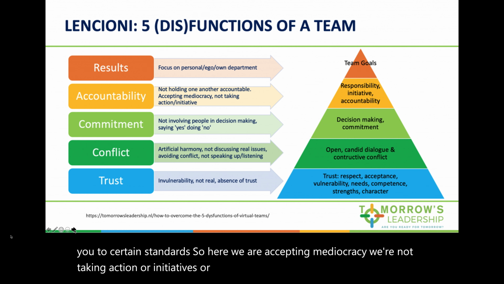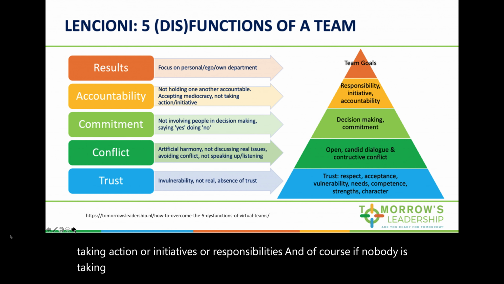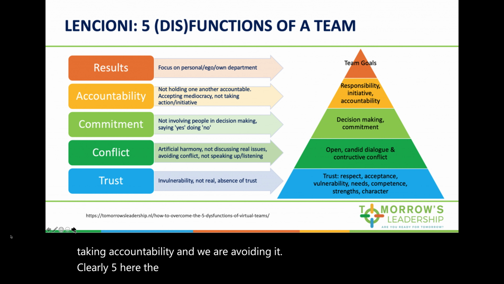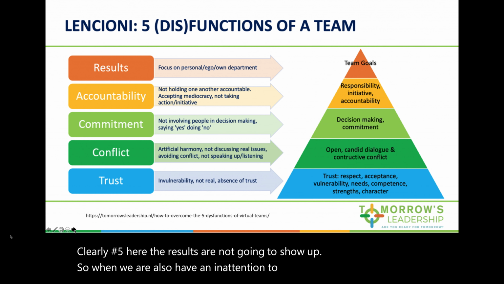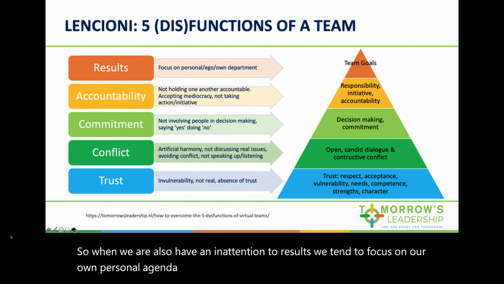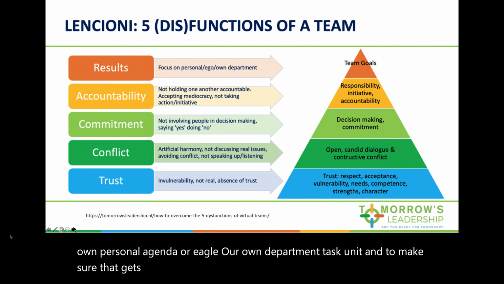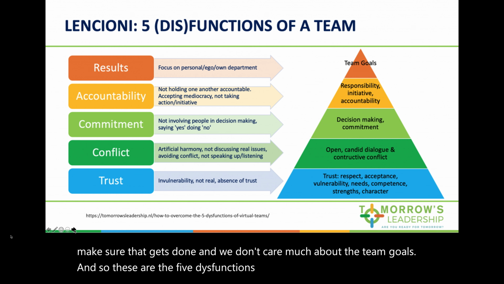And of course, if nobody's taking accountability and we are avoiding it, clearly, number 5 here, the results are not going to show up. So when we have an inattention to results, we tend to focus on our own personal agenda, our ego, our own department, task, unit, and to make sure that that gets done. And we don't care much about the team goals. And so these are the 5 dysfunctions that need to be overcome, starting with the trust.